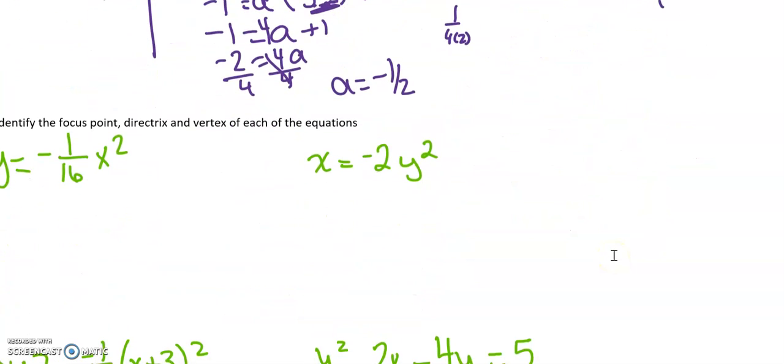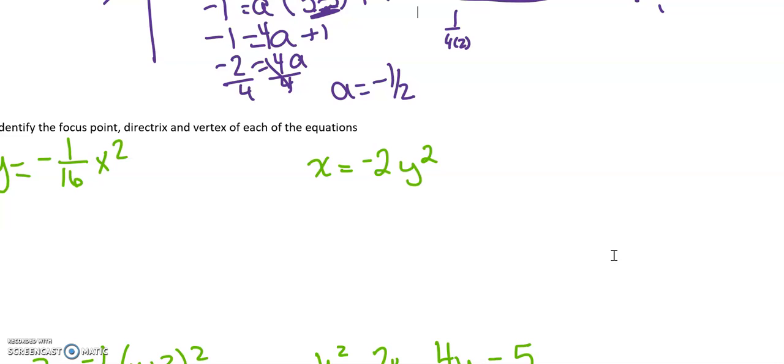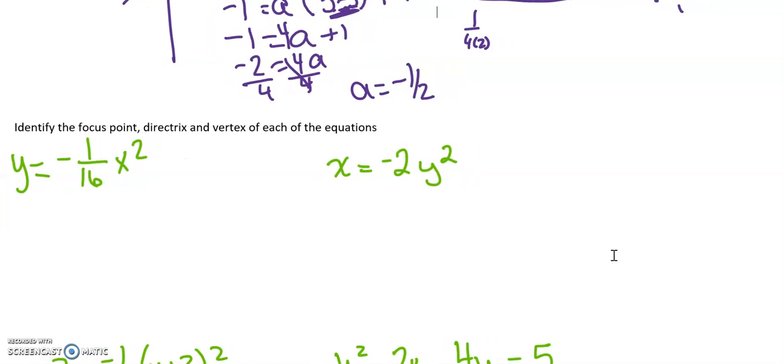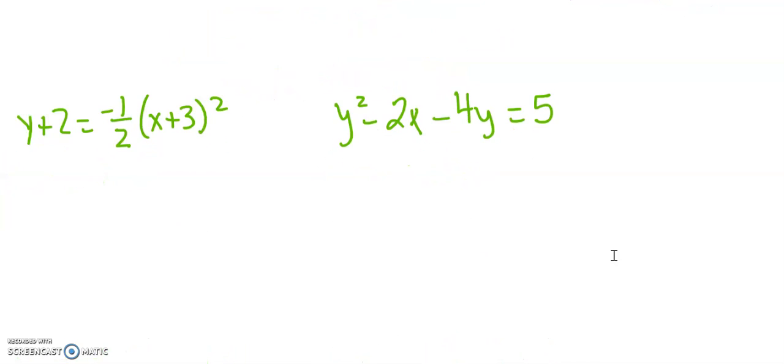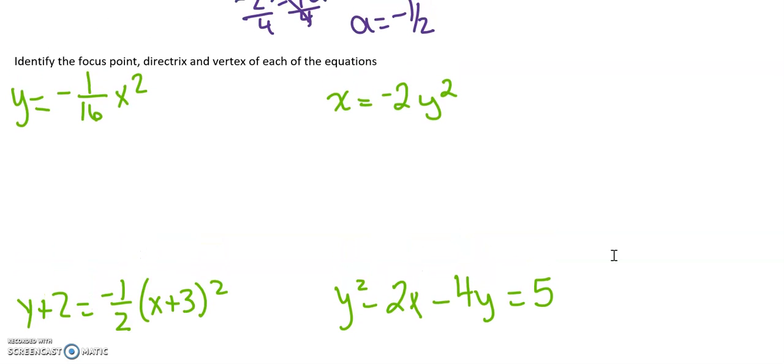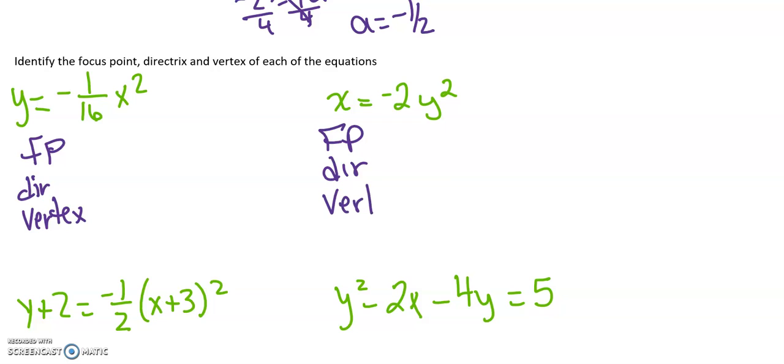Then the last thing you have to be able to do is to identify the focus point, directrix, and the vertex. And so I gave you several different equations here. So I want to walk through that. So focus point, directrix, I'll just abbreviate, and then vertex. Okay? Focus point, directrix, and vertex.